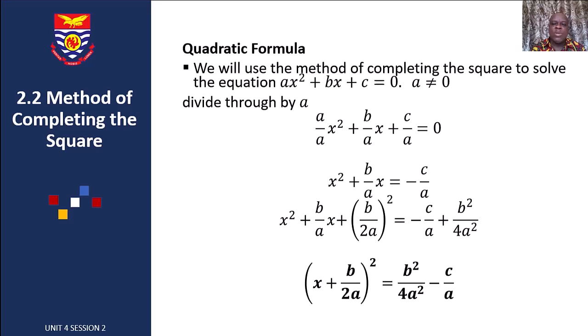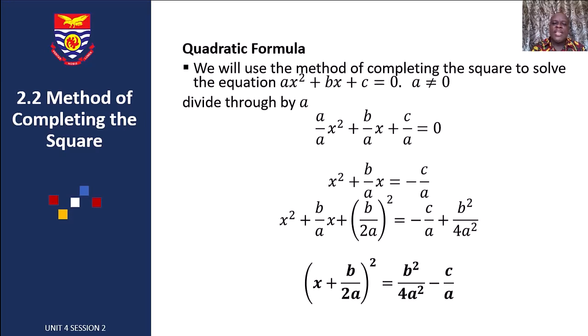And as we can see, the coefficient of x squared is not 1, it's a. So we will first divide through by a. Then we have a over a x squared plus b over a x plus c over a is equal to 0. This we simplify and it becomes x squared, when we cancel a out. So x squared plus b over a x. And then we will move the constant term to the right and it becomes negative c over a.